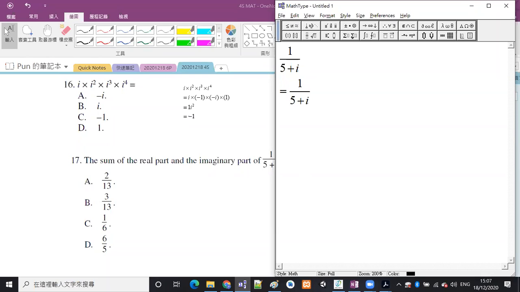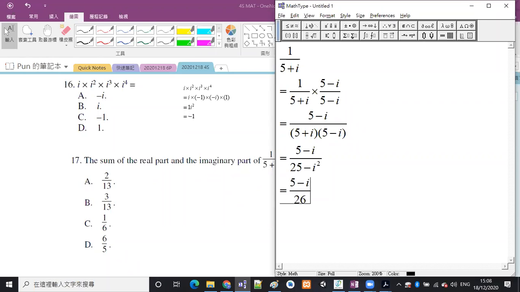And remember that it is not allowed to have i terms in the denominator of a fraction. So we need to do this times. If it is in the form of a plus bi, then we multiply by a minus bi over a minus bi. And then top times top, that is just 5 minus i, bottom times bottom. The bottom part is always in the format of a plus b times a minus b, so it is simplified to be a squared minus b squared. And b squared is always i squared, so i squared is changed to -1. So it's 5 minus i over 26.